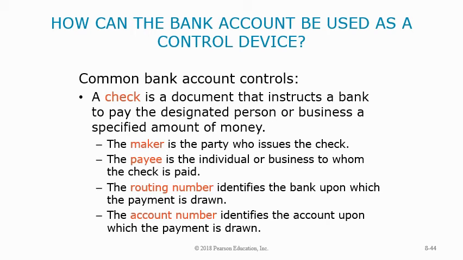A routing number identifies the bank upon which the payment is drawn. So what that means is that routing number is specific to the financial institution that check is coming from. And then the account number identifies the account within the financial institution where the payment should be taken from.